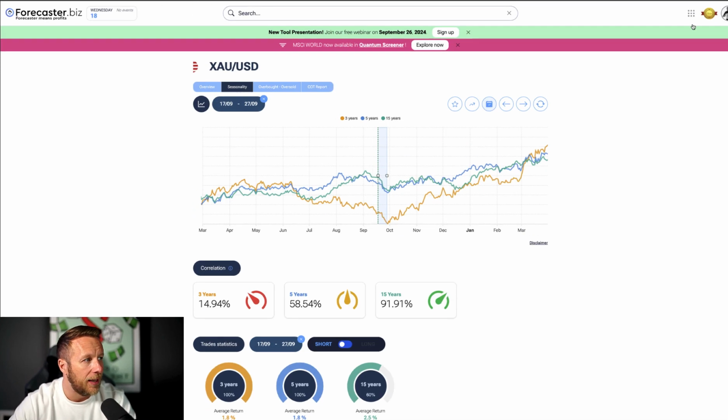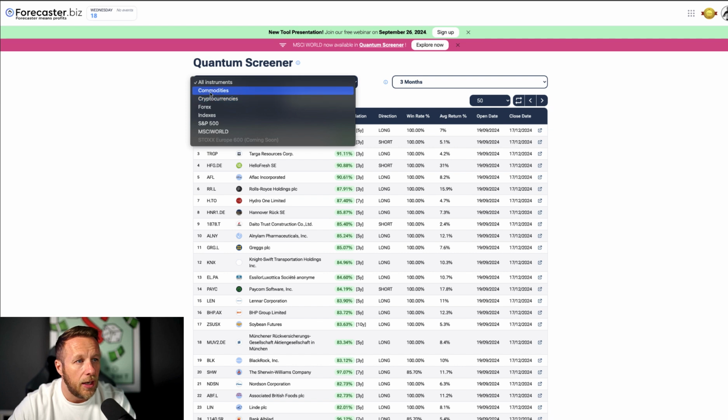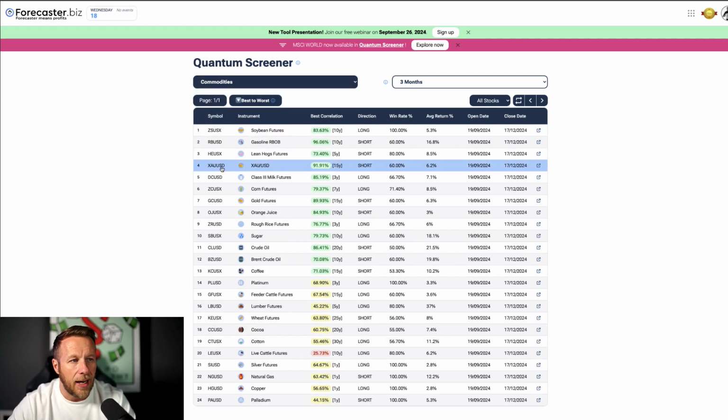Now, I want to show you one more thing, and that's the quantum screener. If we jump onto the quantum screener and go to commodities, okay, look at that. In the top 4, we've got the gold. Now, what this is saying is between the 19th of September, which is tomorrow, if you was to hold this until the 17th of December, the correlation score is 91.91% over the last 15 years for a short position. Win rate, 60%. Average return, 6.2%. That's a decent return, right?